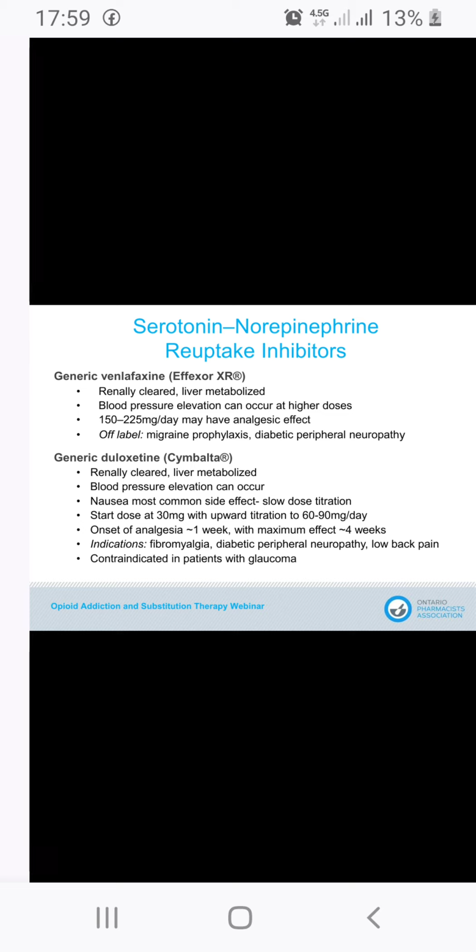With duloxetine and venlafaxine, withdrawal symptoms often happen quite quickly if patients miss a dose, so it's important for patients to be compliant.